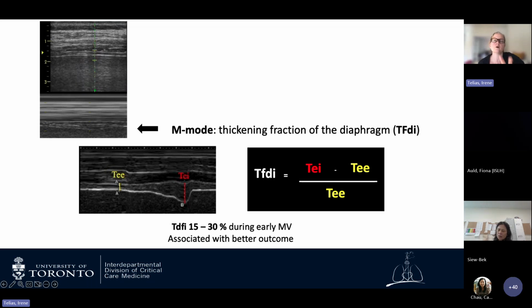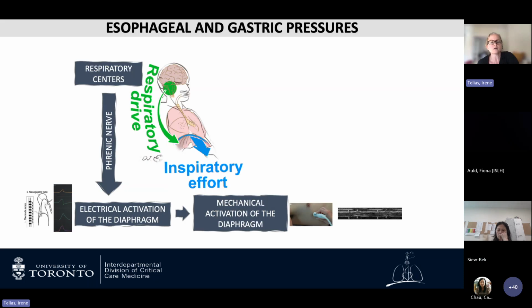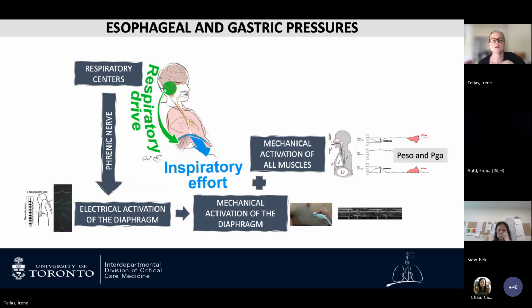And that's true for healthy subjects at rest, and it also happened to be the value that better correlated with better respiratory outcomes early during mechanical ventilation. This is different from the electrical activity of the diaphragm, where we don't have real normal values. It varies a lot, even in healthy patients.